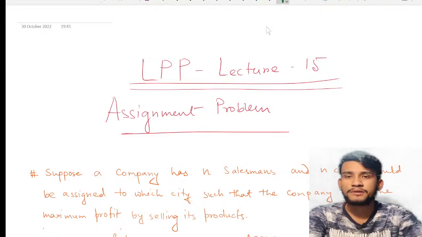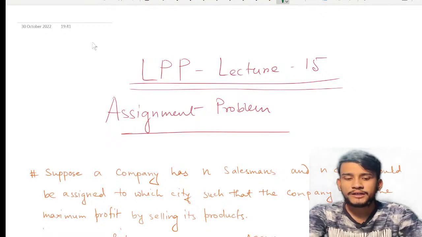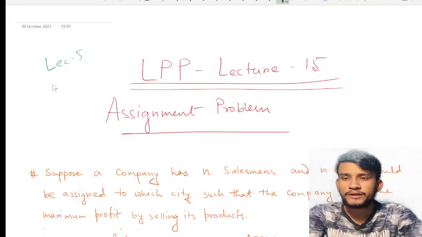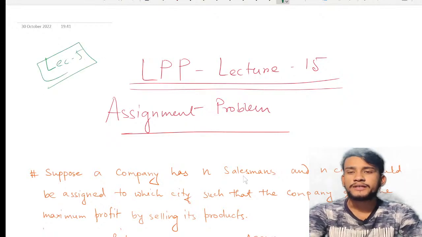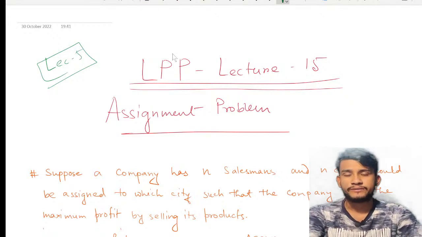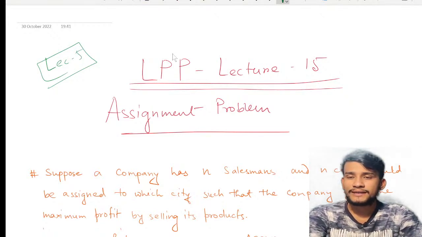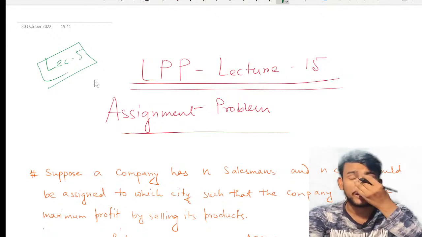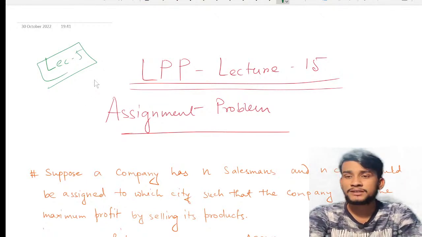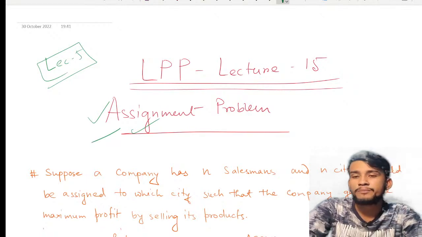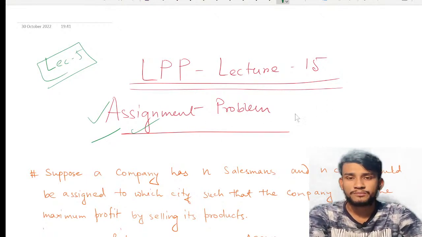This is lecture 15 of our LPP series for the GATE exam, CSIR NET exam, and any other higher math exams. In the last lecture we discussed the VAM method, and the VAM method when there is no allocation in a particular cell. In this topic we're starting the assignment problem. The assignment problem is also a very important part of LPP.